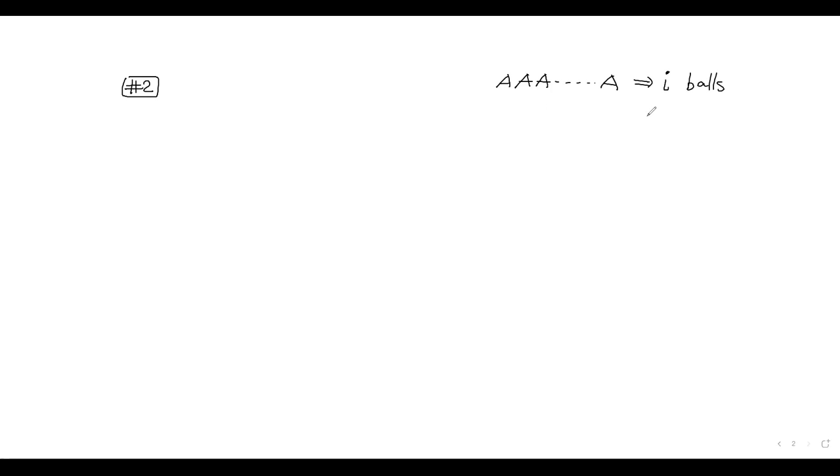So of course, i could go from 1, 2, up to n, right? So I can distribute one ball, two balls, or three balls here. Since I have r boxes here, right, so I have r boxes here. So we have two situations. So case one is here.